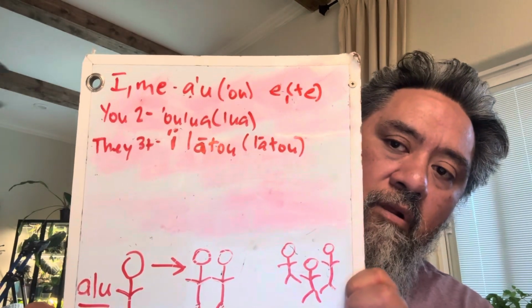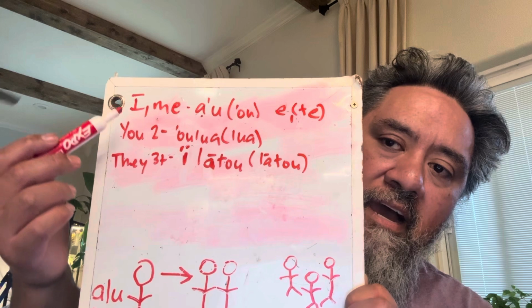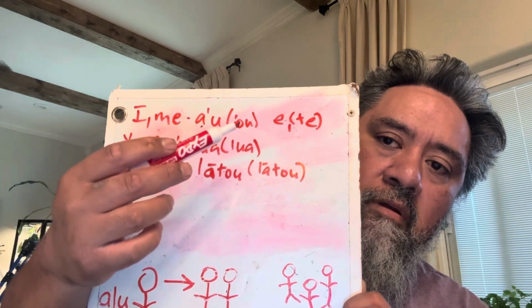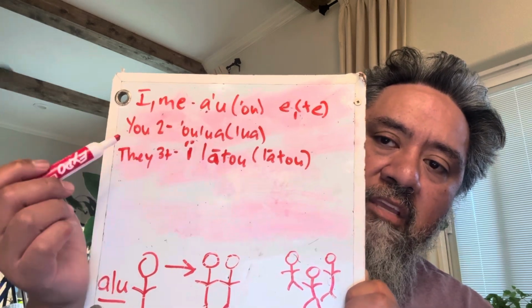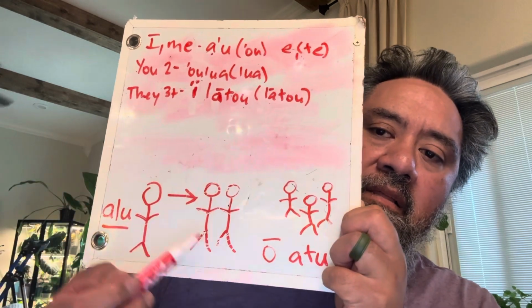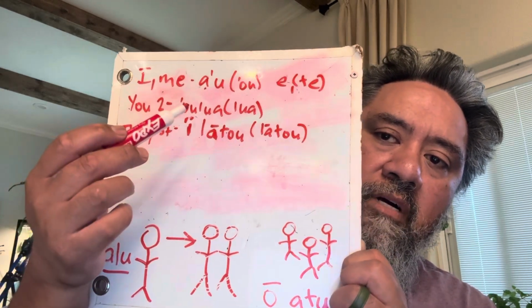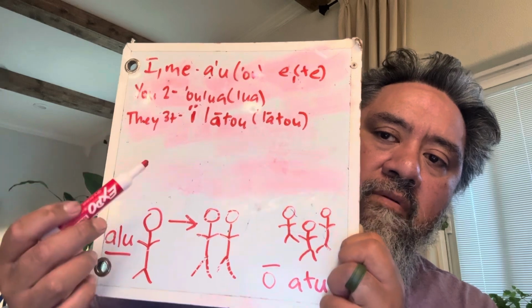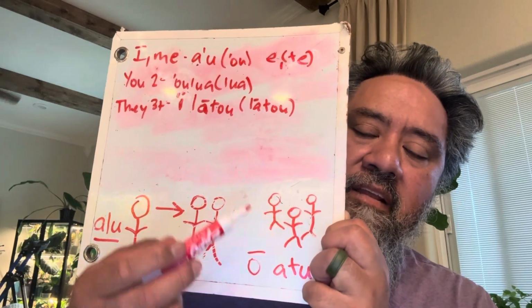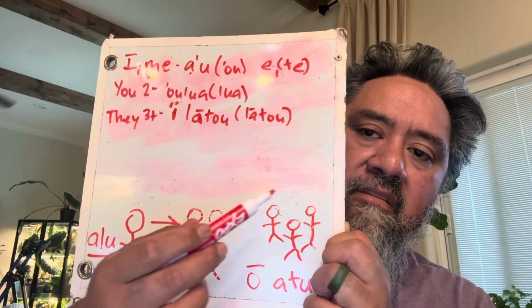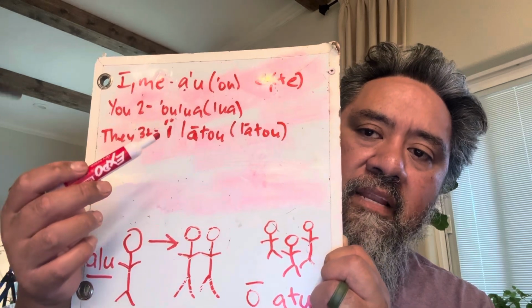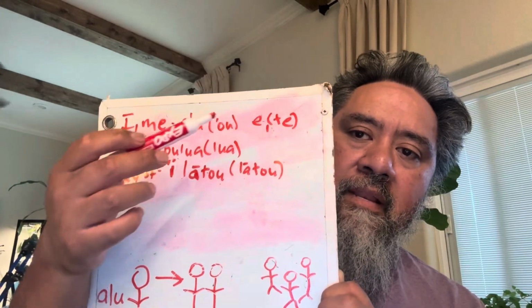Okay, so we have the e and te, right? Here's your head, smaller. Hopefully you can read that. I, me, a'u, and the short form o, and you two, meaning the you two that I or me is talking to, olua and lua, right? You two. And then these guys way out here that are not even in the conversation, there's three of them or more, there would be ilato or lato, right?